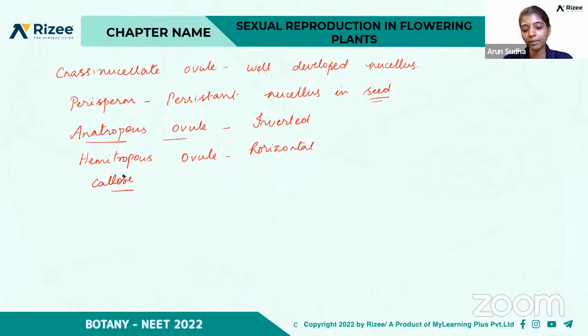Then embryo sac is represented by megagametophyte, megasporophyll, microgametes, or megaspore. So the correct answer is megagametophyte. Embryo sac is represented by megagametophyte.